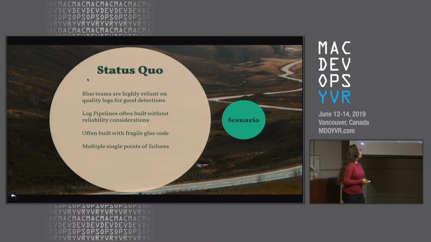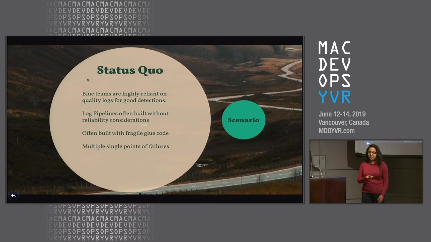And at the moment, the way logging works is log pipelines that are built by security engineers who are not necessarily specialized software engineers at all times. And so they are built in a very fragile way in some ways. It's built with glue code. It's built for functionality, not necessarily for resilience. And then there are multiple single points of failure in the log pipelines, if you think about it.